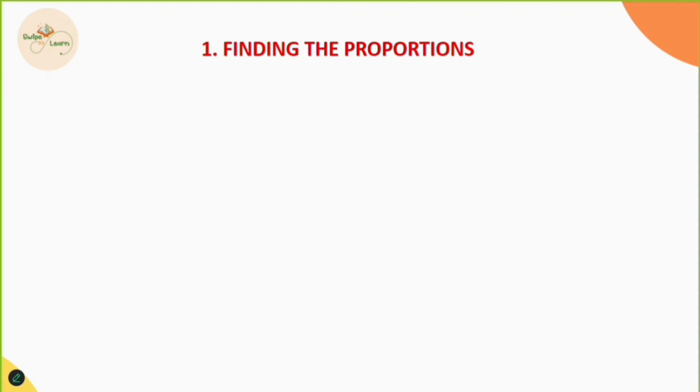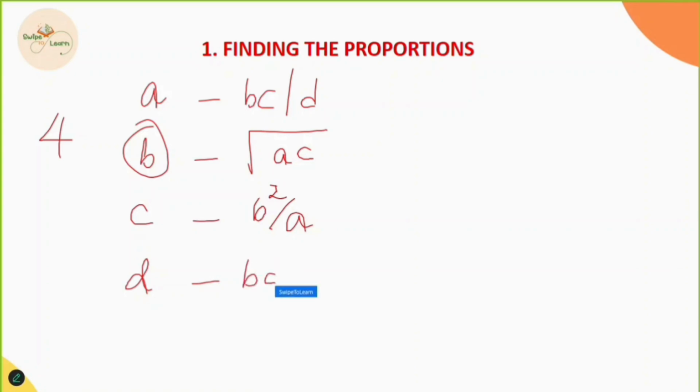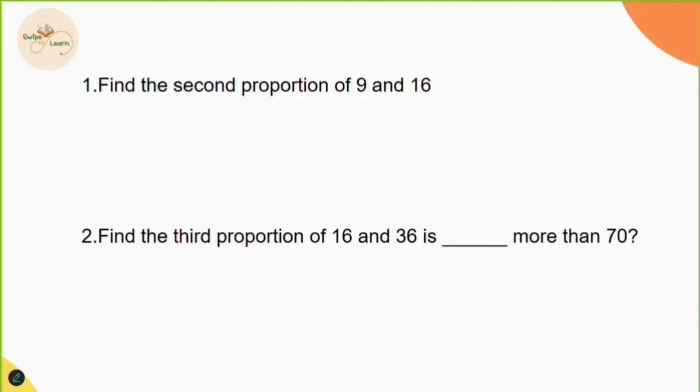As I said earlier, there are four proportions, which are A, B, C, and D. Each proportion has an individual formula, where A equals BC by D. The second proportion B is also called the mean proportion, given as root of AC. Third proportion C equals B square by A. And the fourth proportion is said to be BC by A. So these are all the four proportions available in ratio and proportions. Based on this, we'll solve the problems.